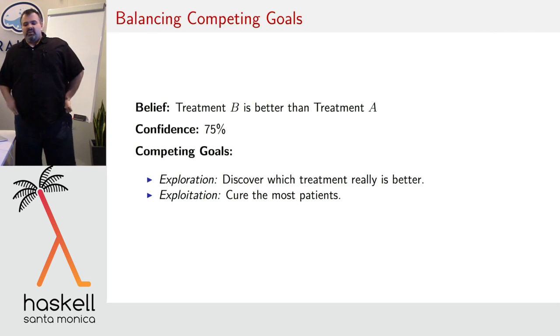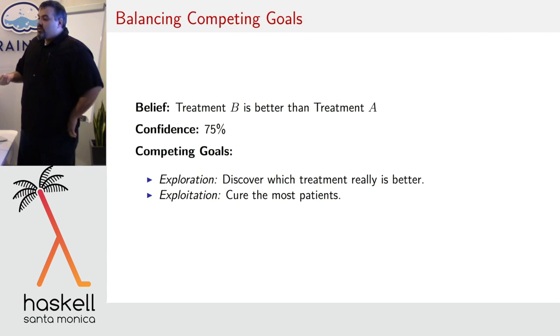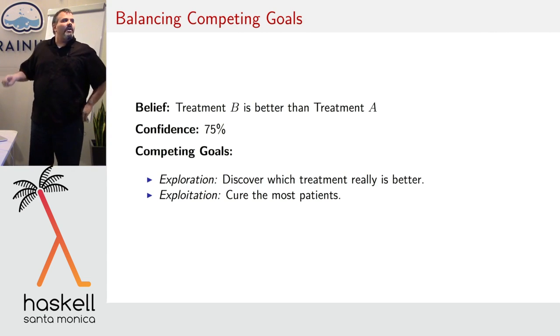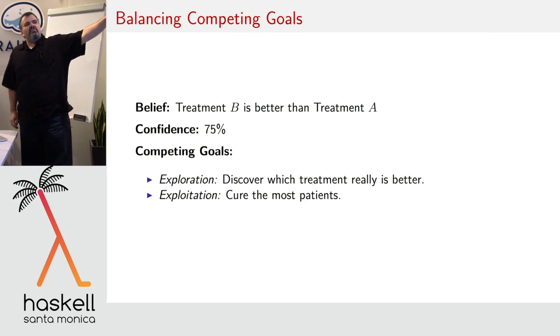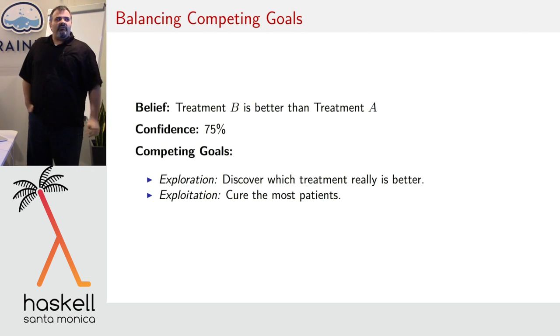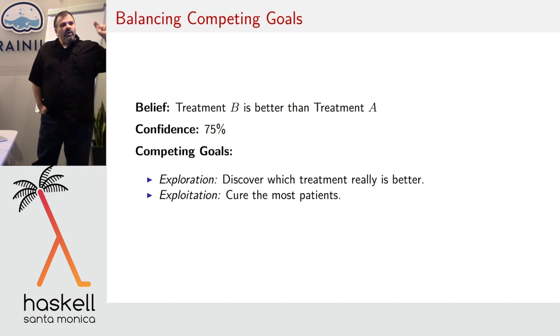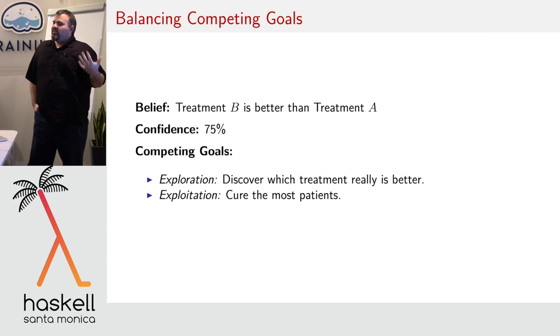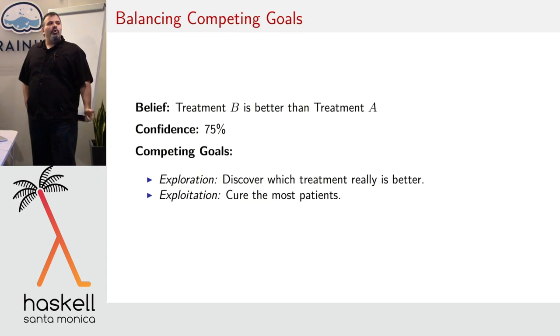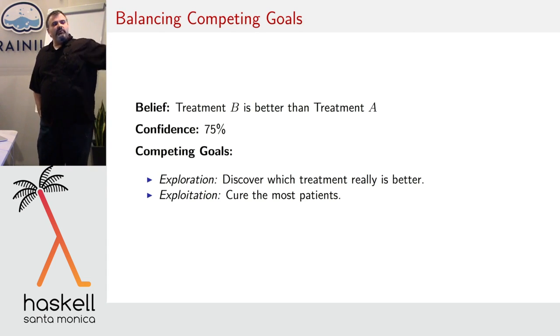So here, this problem naturally has some competing goals that you have to balance. Let's suppose that we start out thinking that treatment B is better than treatment A, and we start out, say, at 75% confidence. We're 75% confident that treatment B is better than treatment A. How did we get that confidence? I don't care right now, just run with it for a moment. We have some competing goals when we decide what treatment to give to what patient. First goal is exploration, in which we hopefully want to improve this confidence.